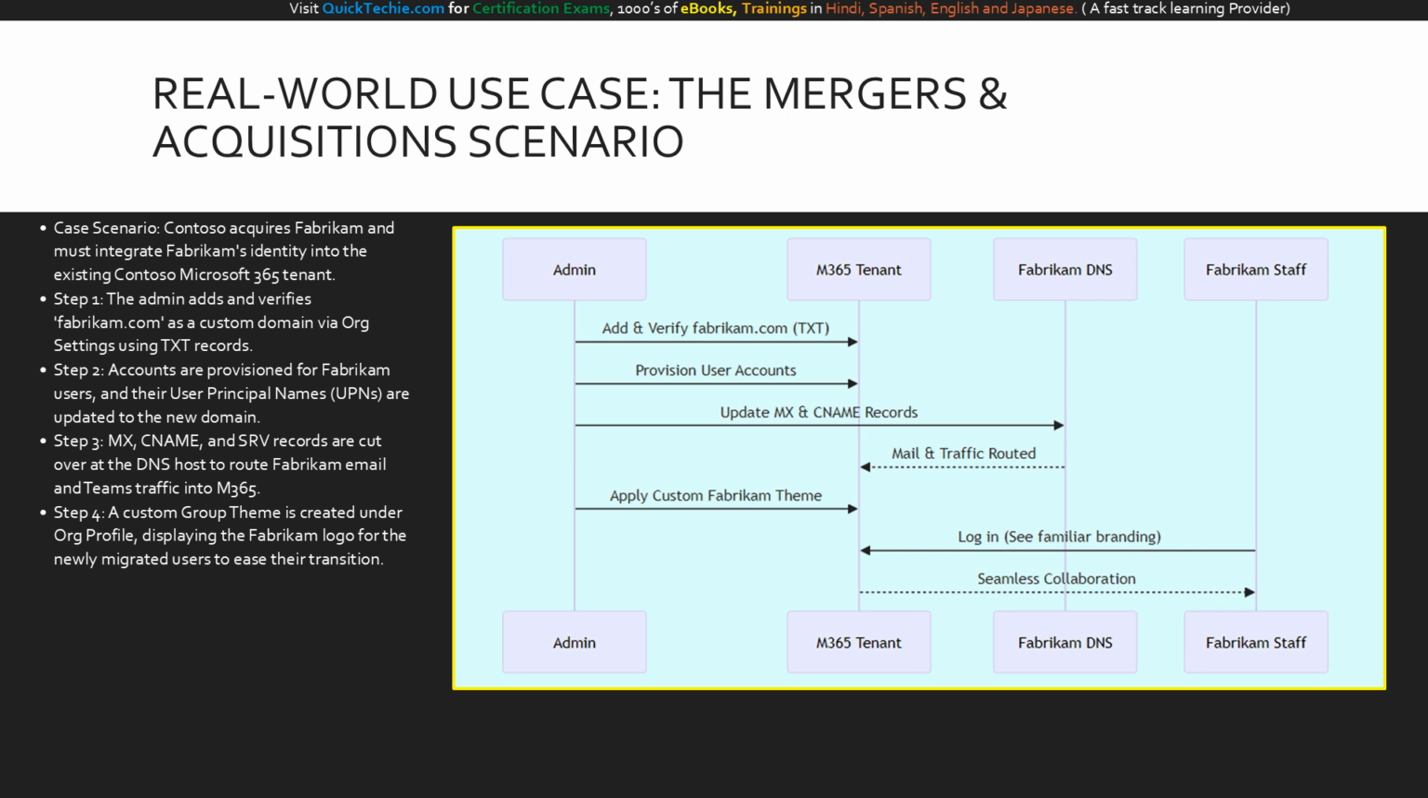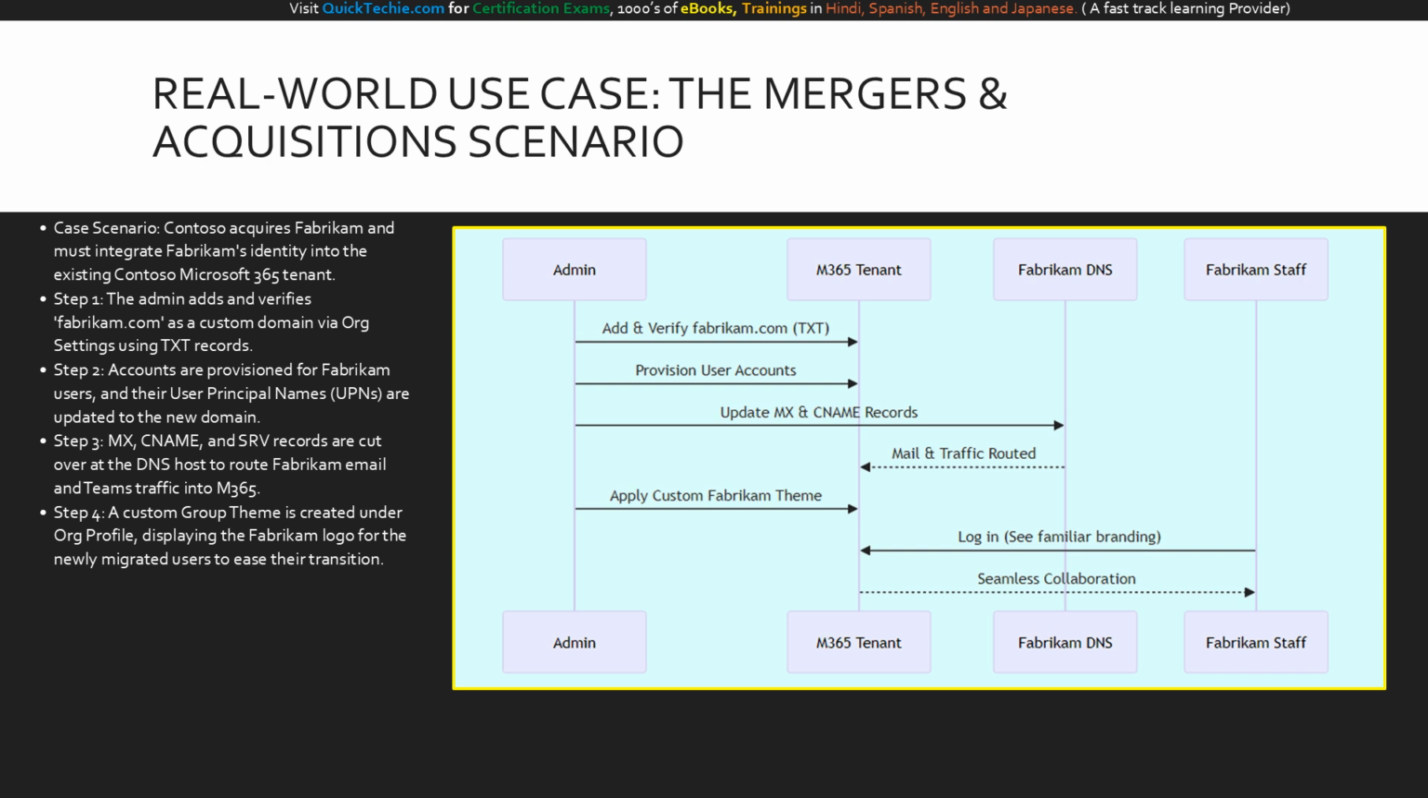We update the MX, name, and SRV records at Fabricam's DNS host, instantly routing their inbound email, Teams, and mobile device traffic securely into our Microsoft 365 environment. Finally, Step 4, to make the acquired employees feel welcome, we leverage the organization profile. We create a custom group theme mapped specifically to the Fabricam user group, ensuring they see their familiar logo when they log in. We have seamlessly executed an M&A technical integration using core M365 org configurations.